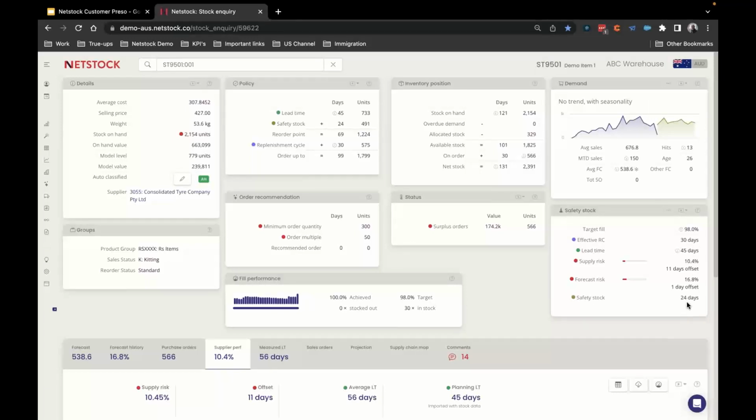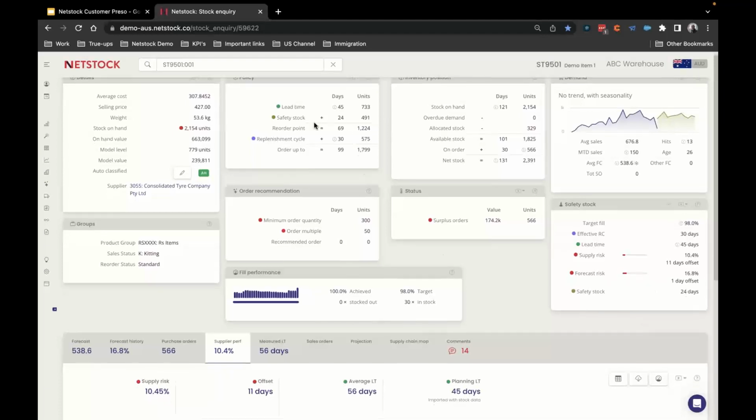Okay, so we've taken all these factors into consideration. We've calculated the safety stock for this item in this location is 24 days worth of stock. Now we do this in days, and then we will calculate that back into units based on the forecast sales in that specific time, because again, in peak season, 24 days worth of stock is a lot more than it will be in low season, right?